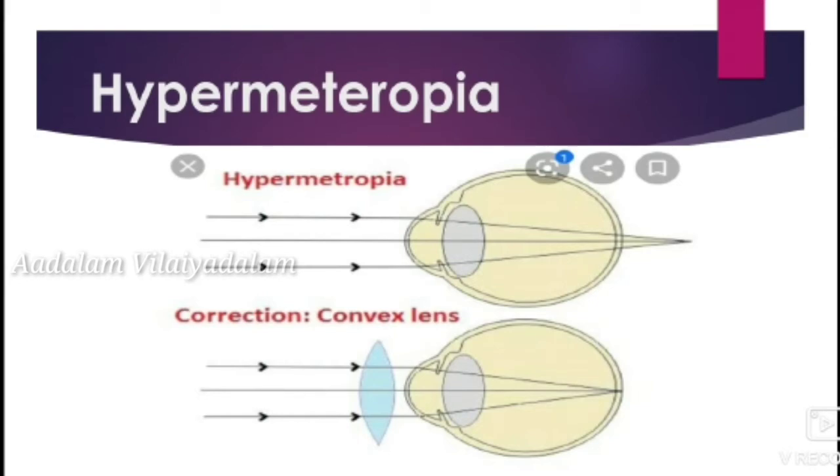And this defect can be corrected by using a convex lens. You wear the convex lens to correct the defect of hypermetropia, that is long-sightedness. During this defect, distant objects can be seen clearly but nearby objects cannot. And the focal length required for this defect is calculated by f equals dd by d minus d.